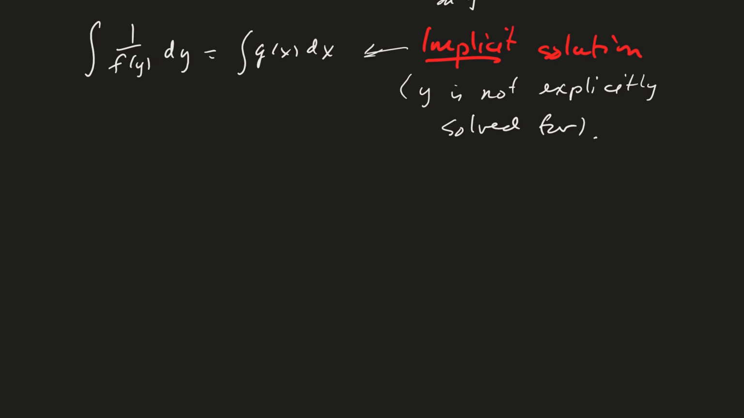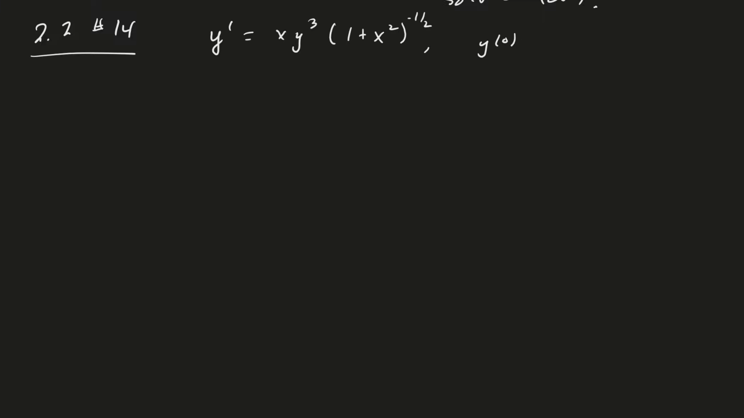So let's go right to the homework, section 2.2, number 14. We'll start off with that one. Here's our differential equation: y prime equals x y cubed times (1 plus x squared) to the minus 1/2, with y of 0 equals 1. Notice that we can write this as a function of x times a function of y, so we're going to go ahead and separate our variables.